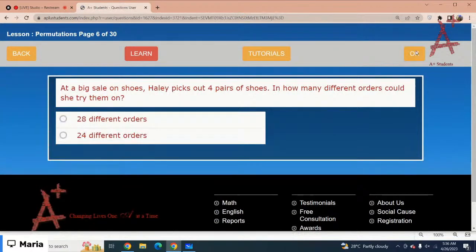At a big sale on shoes, Halle picks out 4 pairs of shoes. In how many different orders could she try them on? 4 factorial equals 4 times 3 is 12 and 12 times 2 is, yes, 24 different orders.